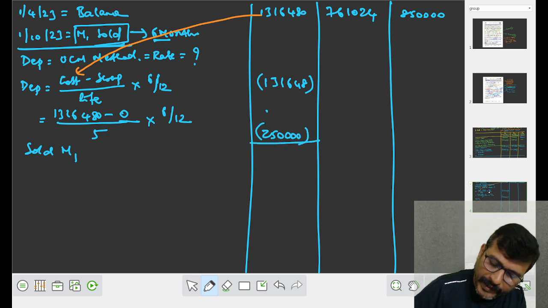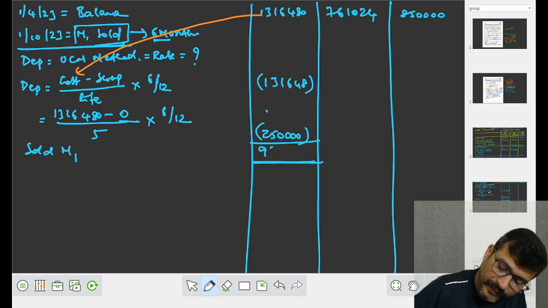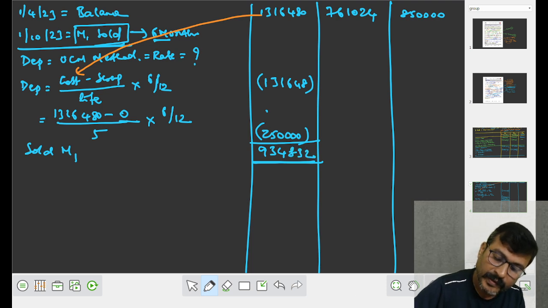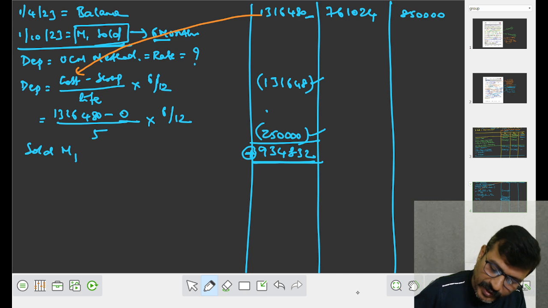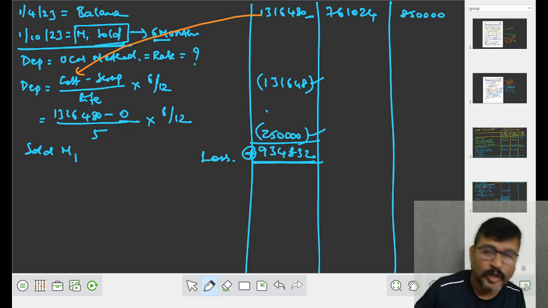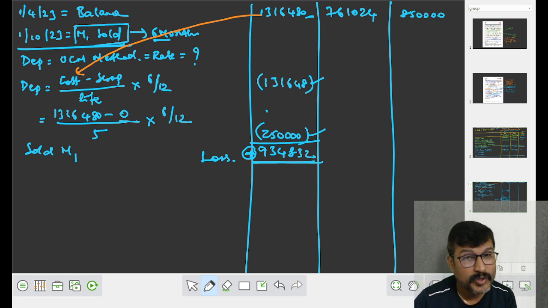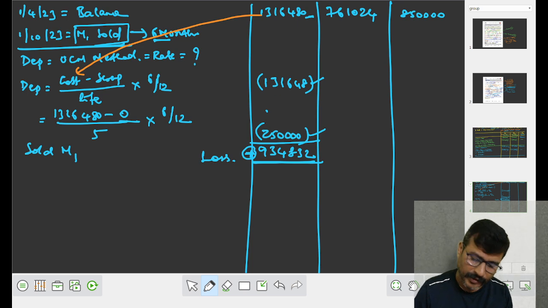Now you work out a balance. You are getting a balance of 9,34,832. Out of this, you subtract these two numbers. Since you are getting a positive sign, we have to call it a loss, as it is the opposite. Instead of subtracting the sold value from the book value, we are subtracting book value minus sold. So we have to take it as a loss.